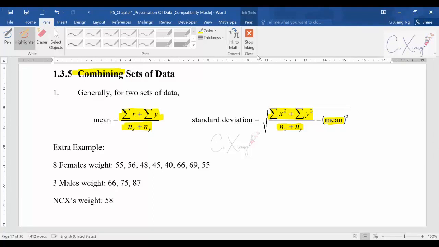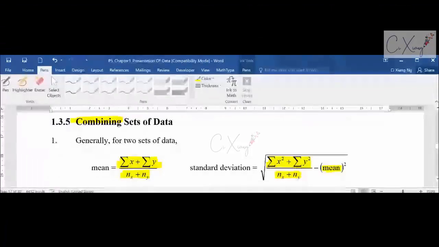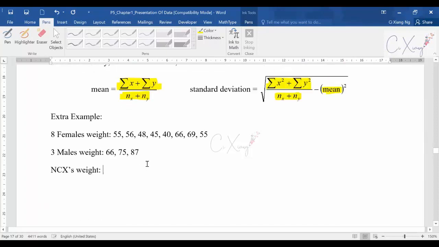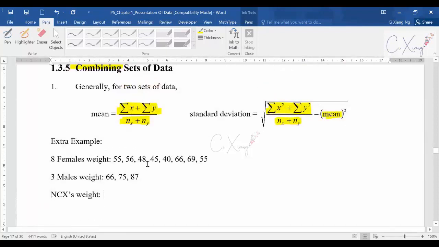I created a simple example here, and I want to discuss this together. Maybe I will change the question a bit. So this is the extra example that I have.